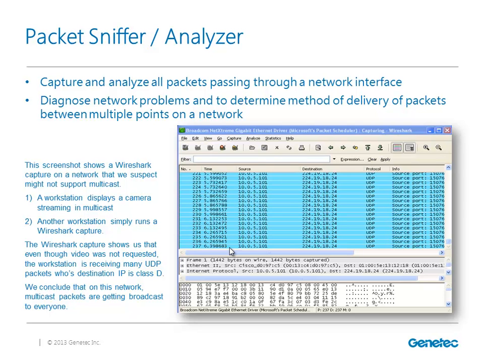The simple test using the Wireshark packet sniffer involves setting up two workstations. One workstation displays a camera streaming multicast, and the other workstation doesn't. Rather, it simply runs a Wireshark capture. The Wireshark capture shows us that even though video was not requested by the second workstation, it is receiving many UDP packets whose destination IP is a Class D multicast address. We could conclude from this packet capture that this network does not support multicast. Multicast packets are being broadcast to everyone.